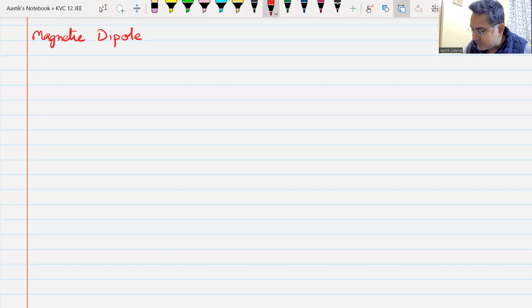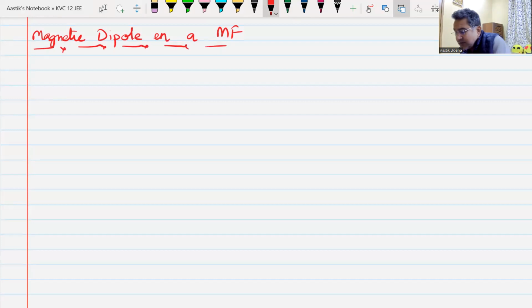Or electric dipole in an electric field. This is magnetic dipole in a magnetic field. I have already told you everything that you needed to know about this magnetic dipole in a magnetic field. What happens to a magnetic dipole in a magnetic field? Does anyone remember?